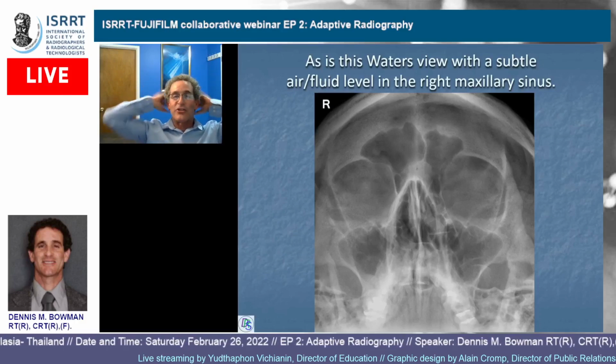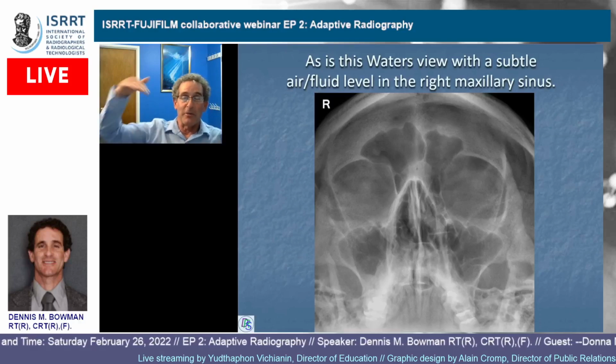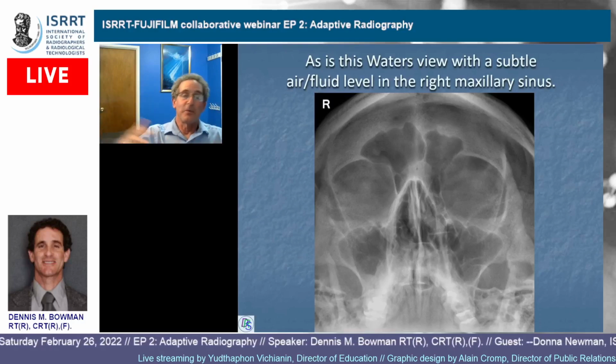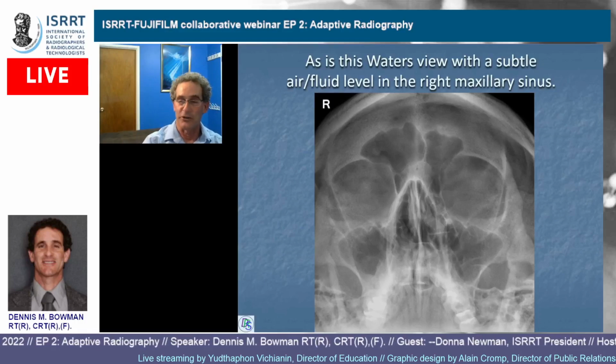Now you're putting their sinuses further away, so that's not as good, but whatever. It's still way better than putting an angle on your tube. So that is the great trick of the trade, is to do an AP Waters.